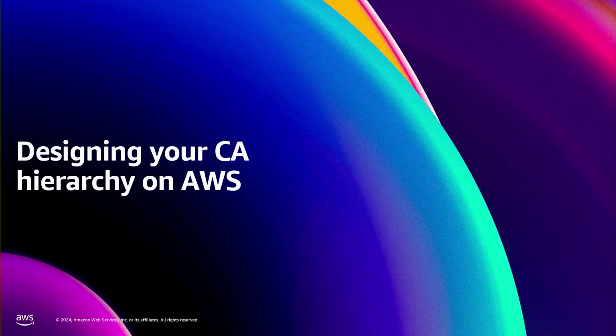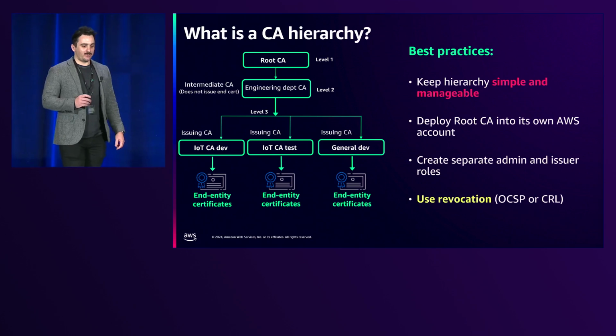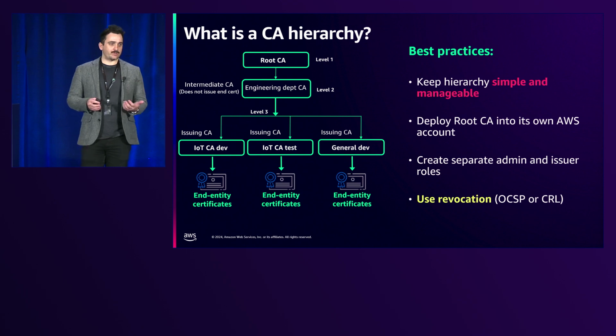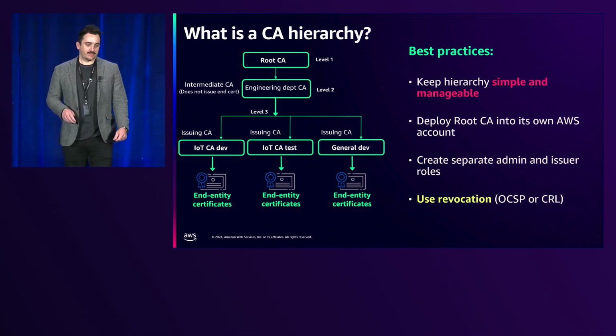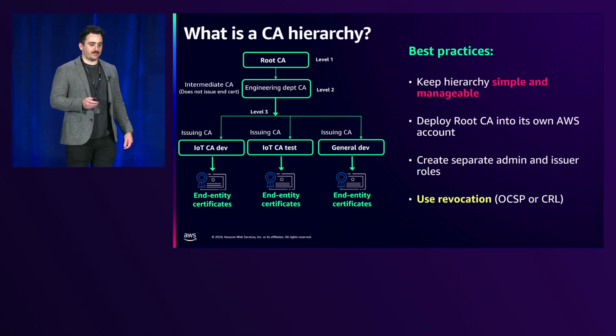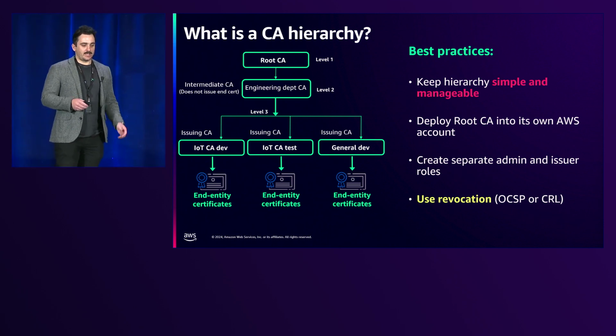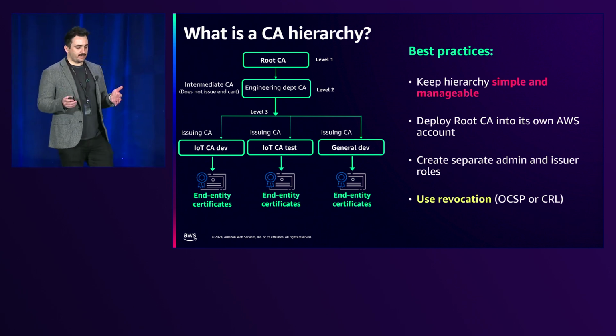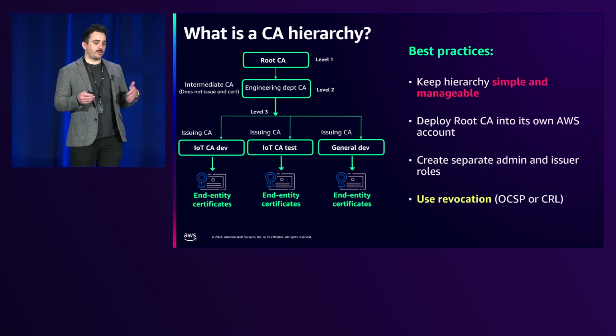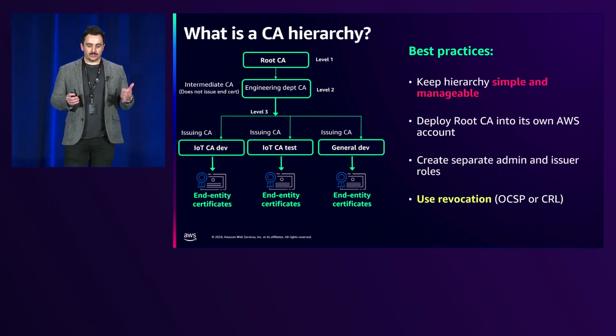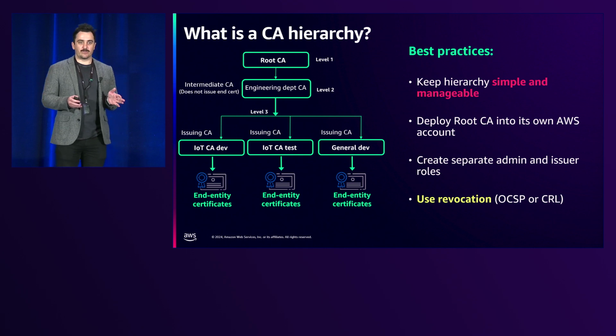Awesome, thanks. So let's first talk about what a CA hierarchy actually is. A certificate authority hierarchy is effectively an inverted tree structure that is used to manage trust in digital certificates. At the top here, you can see we have the root certificate authority. It in itself is the most trusted certificate authority within your hierarchy. And its main job is to only sign other certificate authorities.